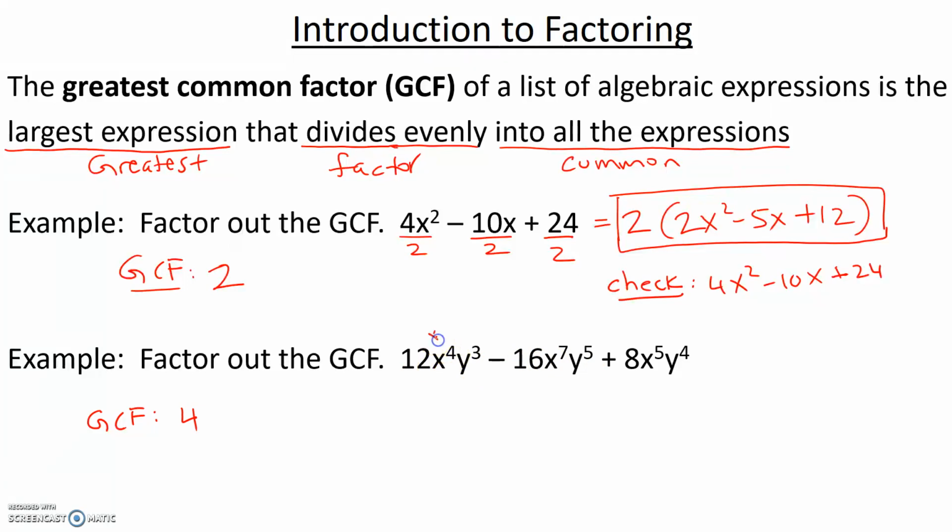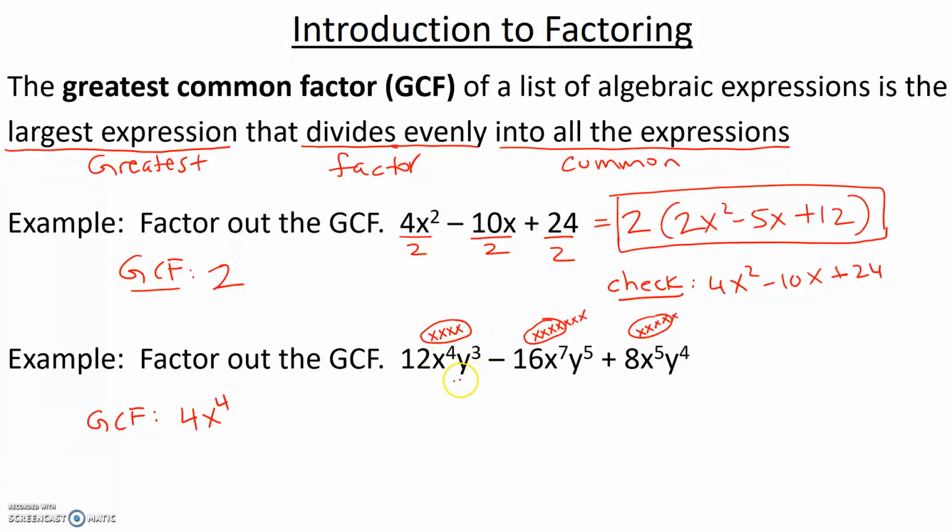Now with the x to the 4th, we have 4 x's. With the x to the 7th, we have 7 x's. And with the x to the 5th, we have 5 x's. The most number of x's we can take out of each expression is 4, since the first expression only has 4 x's. We can take out 4 x's from the first, from the second, and from the third. In other words, we can divide each of these terms by x to the 4th. And that is the largest expression that we can divide by, since the first expression only has an x to the 4th.